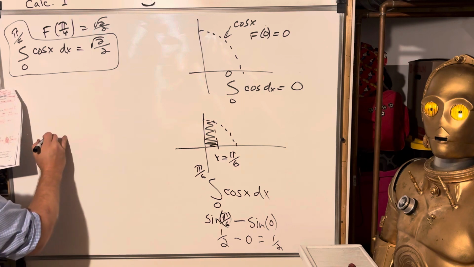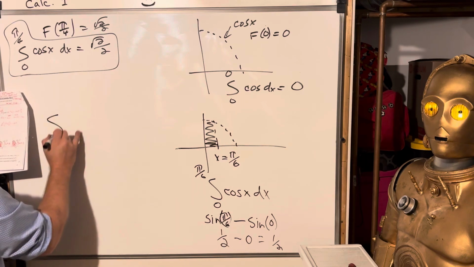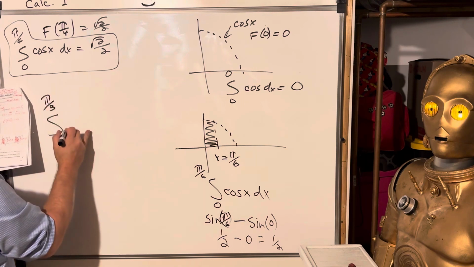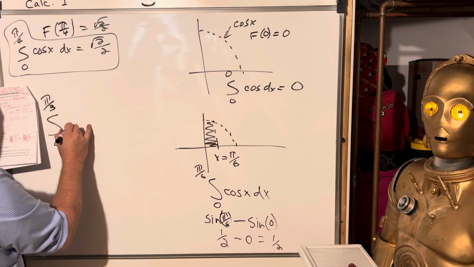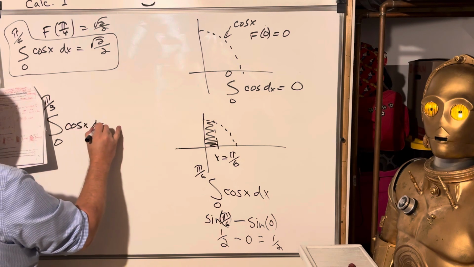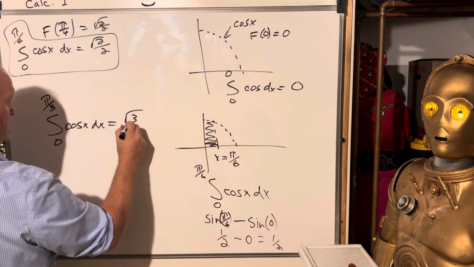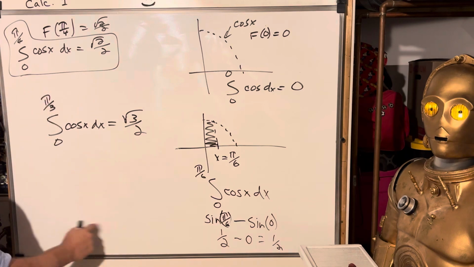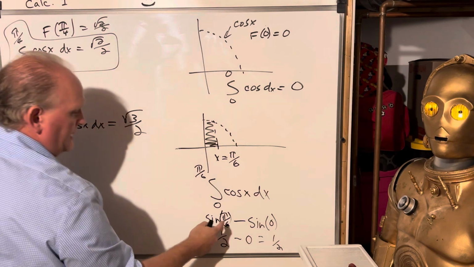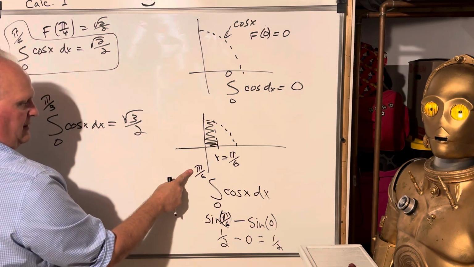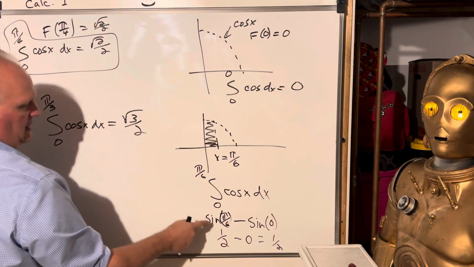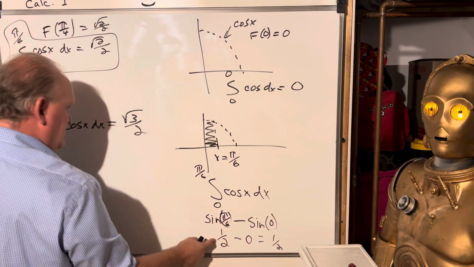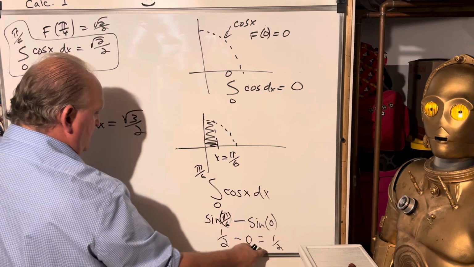And then the last one, from 0 to pi over 3, 60 degrees, right? Cosine x dx, that's just going to equal the square root of 3 over 2. So I just had that right there and I erased it. But again, all we're going to do is change that to pi over 3, and then that's going to change to the square root of 3 over 2. And that's still going to be minus 0.